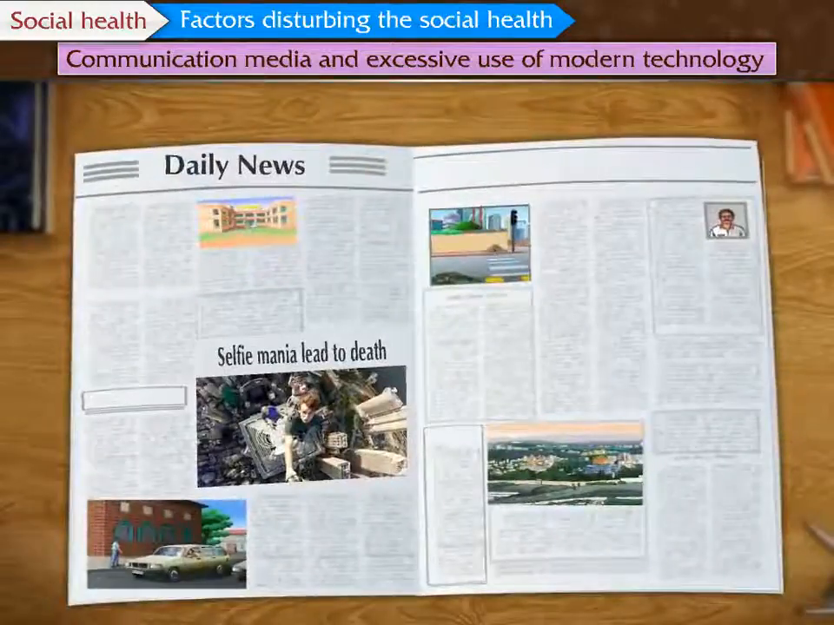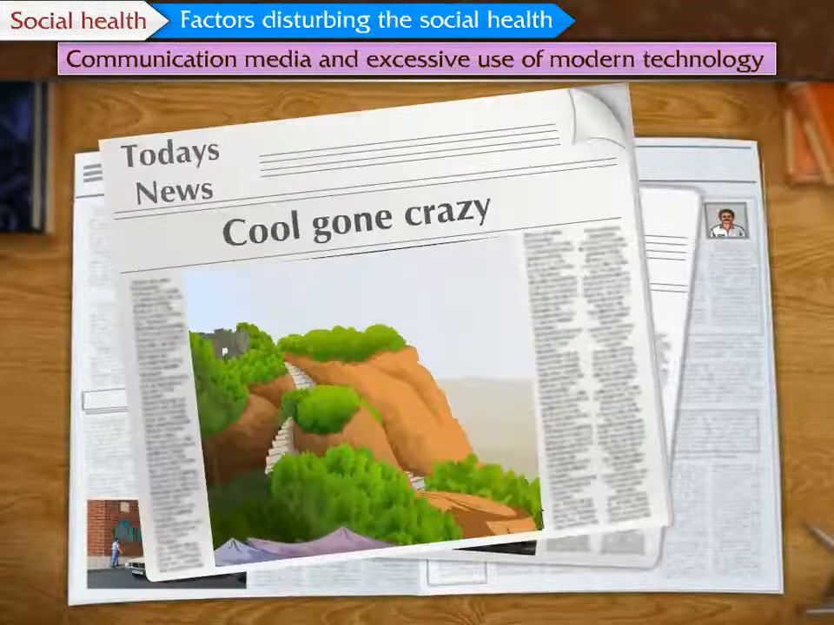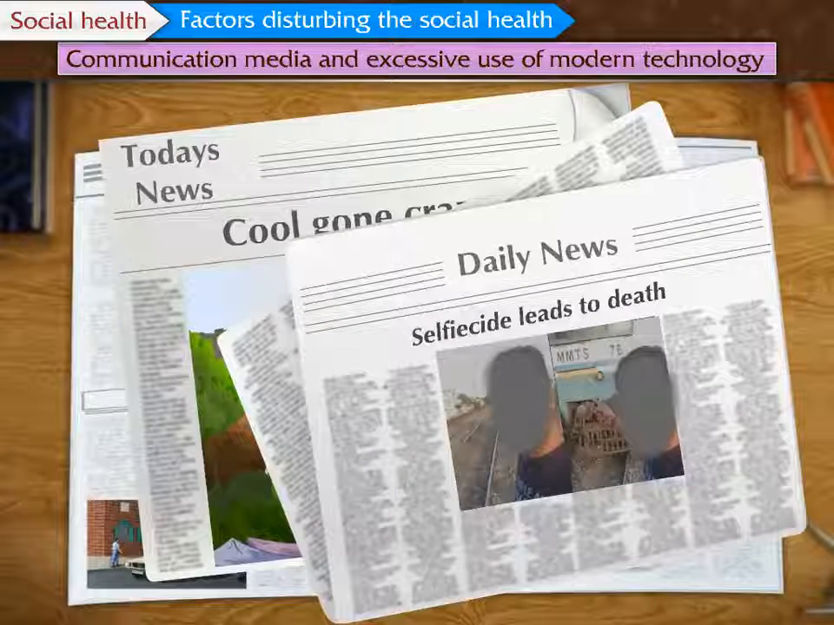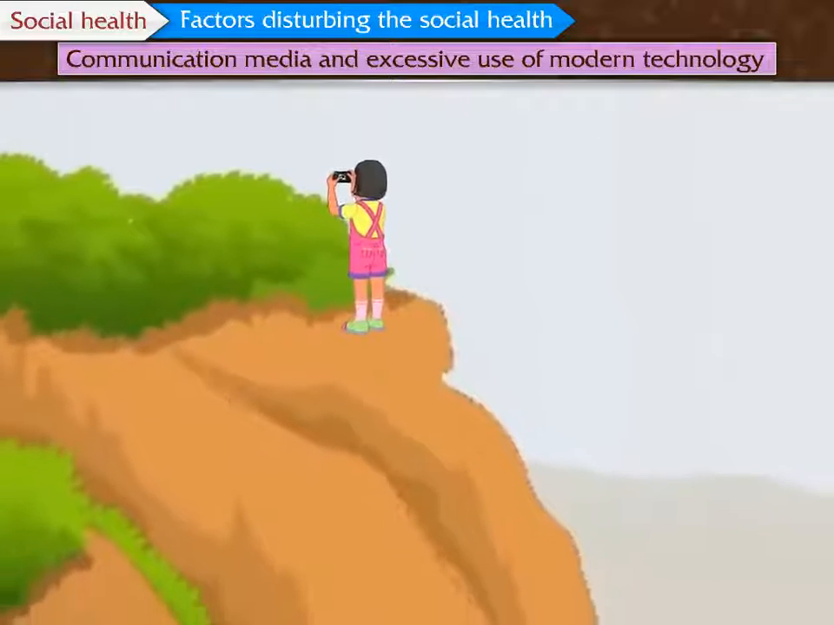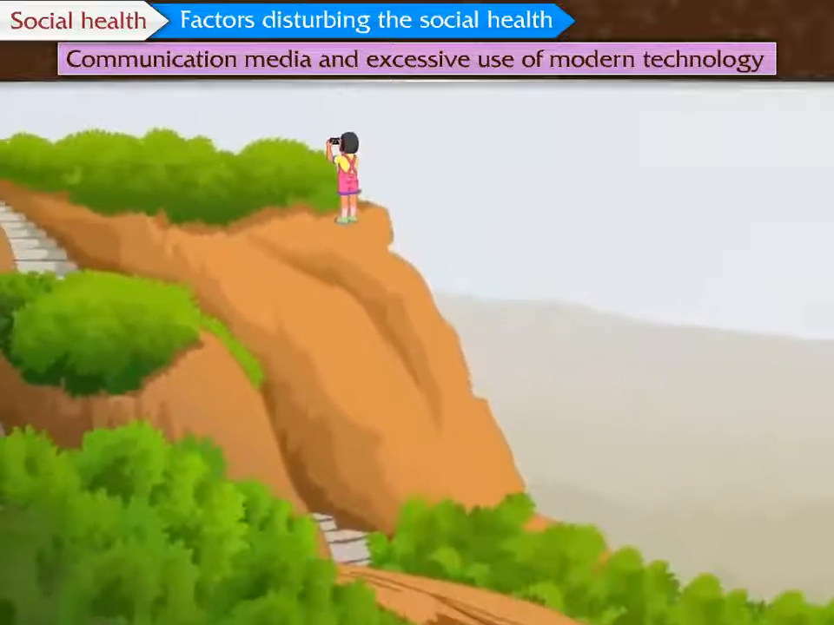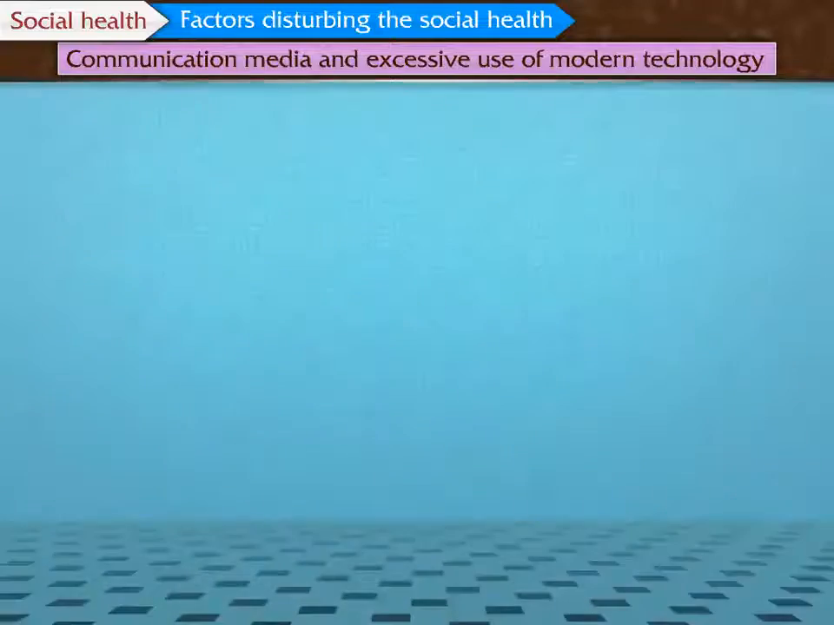Nowadays, there is increase in the news of death by drowning in ocean, falling in deep valleys or under trains during catching a cell phone selfie. Most of the times, person indulging in selfie is not aware about the world around and the risks. This is called selficide.